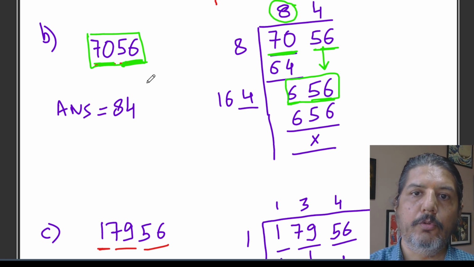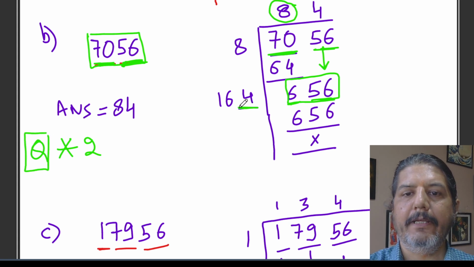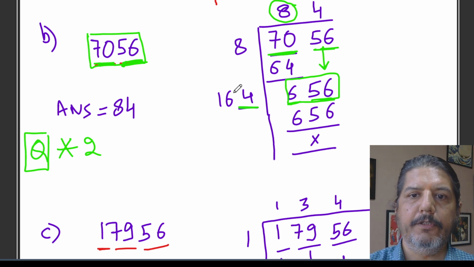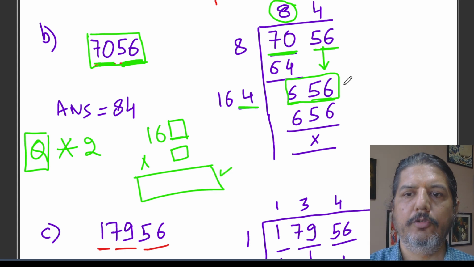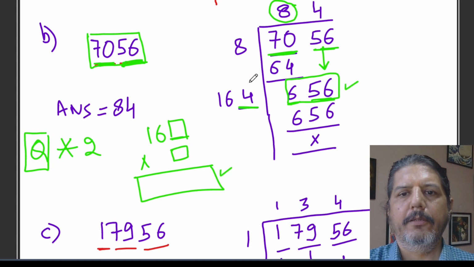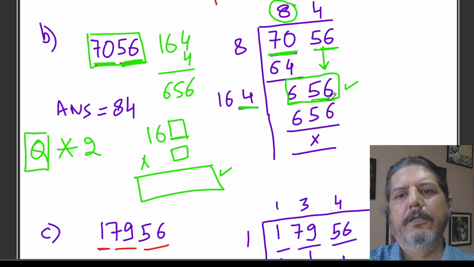Multiply 8 by 2. The quotient has to always be multiplied by 2. Then there will be a blank here. I have to find a number such that if I have 16 blank, some number has to be put here so that when the same number multiplies it, the number which I get should be less than or equal to this. So what would be the number? 4 is the number, 164. Because if I multiply these, I get the answer 656, which is equal to 656.